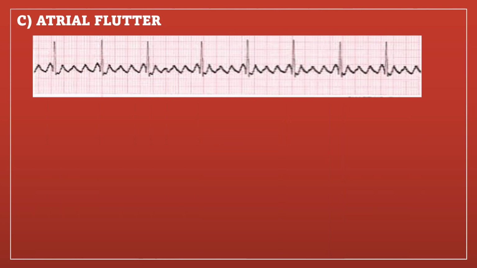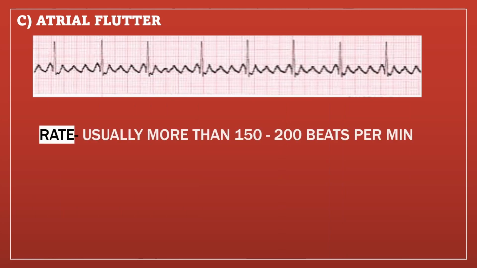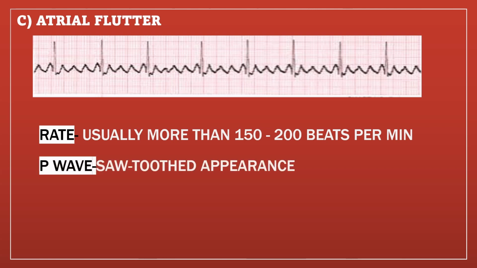atrial flutter. Heart rate in atrial flutter is usually faster, that is more than 150 beats per minute. The P wave in atrial flutter will be sawtooth, and that is one of the typical characteristic features which helps us differentiate it from atrial fibrillation.